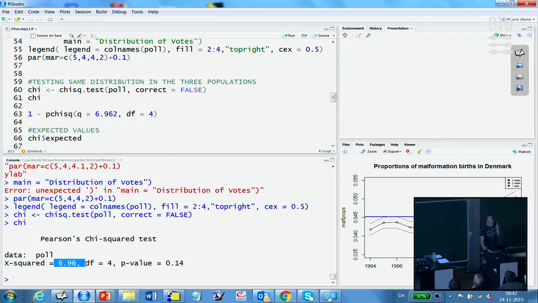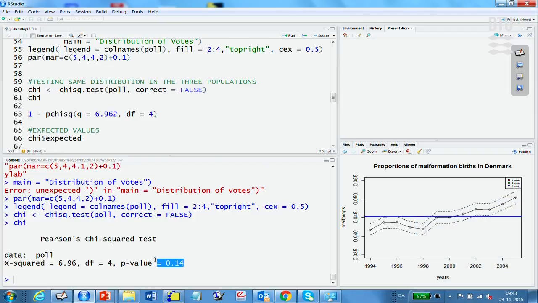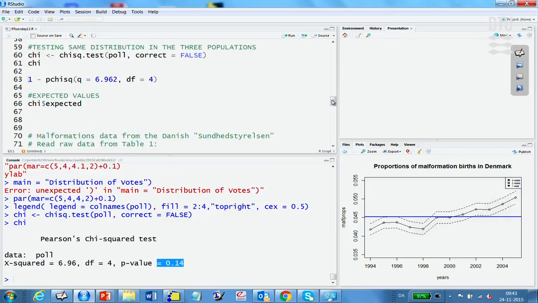Is there a difference in distributions between those three different times of polling the population here? Is there a difference of those three sets of proportions? No, there is not, because the p-value is not smaller than 5%. So it's quite easy to move on from there. Okay, I'll stop the R part here.